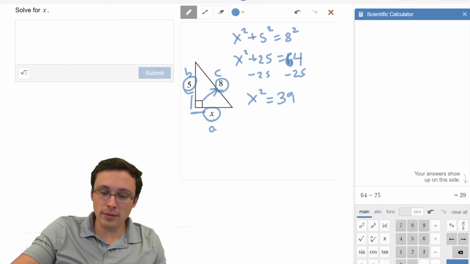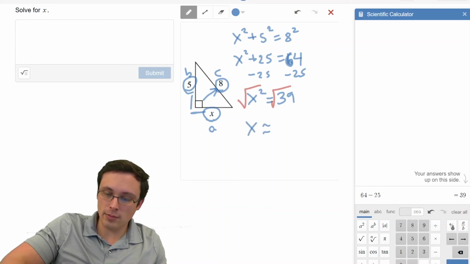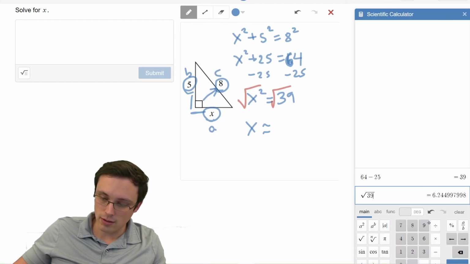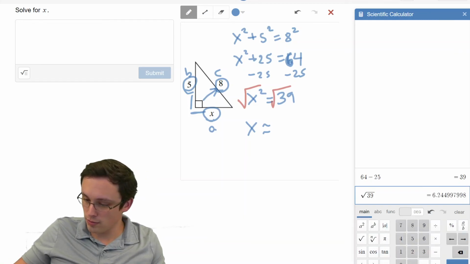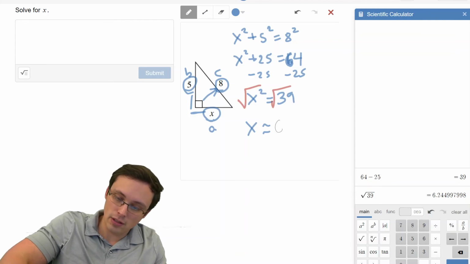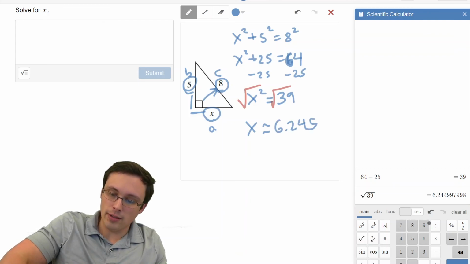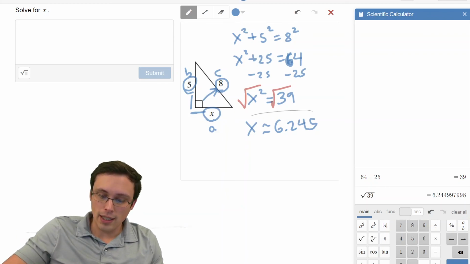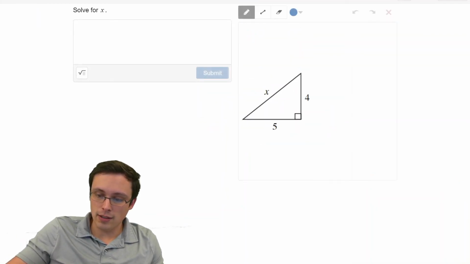Now some people make the mistake of stopping here, but we need to get what is x. Undo squaring by square rooting, and that's going to leave you with x is approximately whatever the square root of 39 is. So I'm going to go square root, and we're going to go 39. That's going to be about 6.24499, blah, blah, blah. So let's call that about 6.245. Remember, I'm rounding up if the number after wherever I cut off is a 5 or bigger. Alrighty then, that's that. Moving on to the next one.